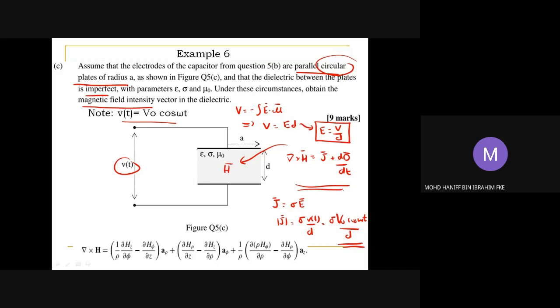The same thing applies for your displacement current. So we have dD over dt, and we can write this as epsilon dE over dt.